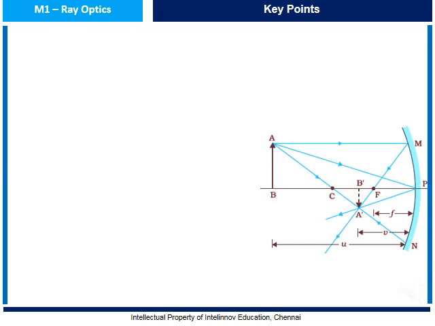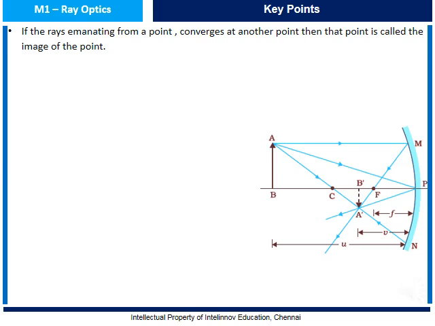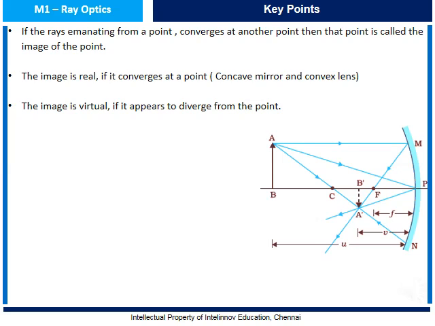Let us understand some of the key points. Point number 1, if the rays emanating from a point converge at another point, then that point is called the image of the point. That is, an image is formed only if all the reflected rays meet at a particular point. The image is real if it converges at a point, in case of concave mirror and convex lens. The image is virtual if it appears to diverge from the point.